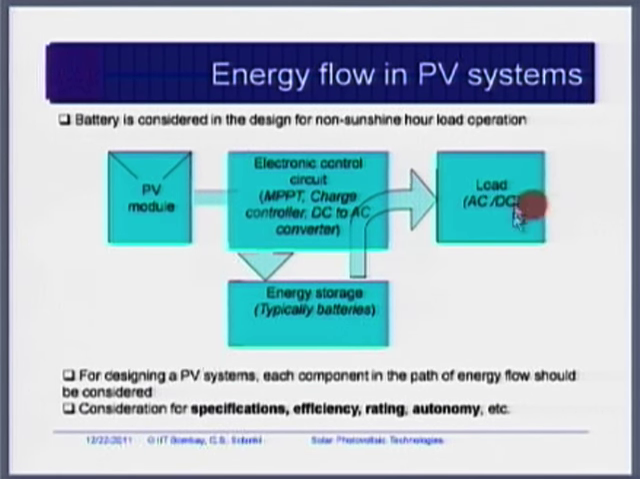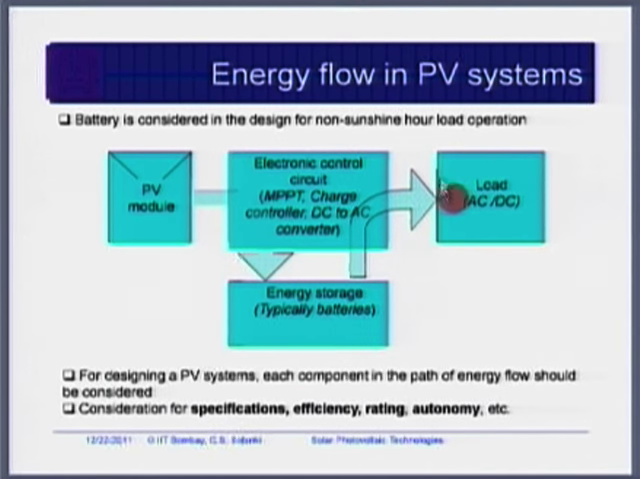Typically, you are going to have your AC or DC load, you are going to have an energy storage, and you are going to have your PV module and some electronics. That is how the system will look, and how the energy is going to flow. Energy will be generated by the PV module through the control. It will go to the battery, get stored in the battery, and through the battery it will go to the inverter and then go to the load. So the energy flows like this.